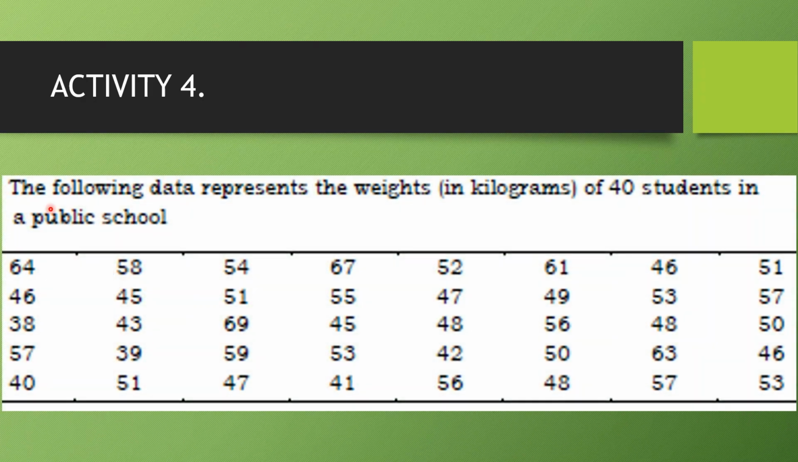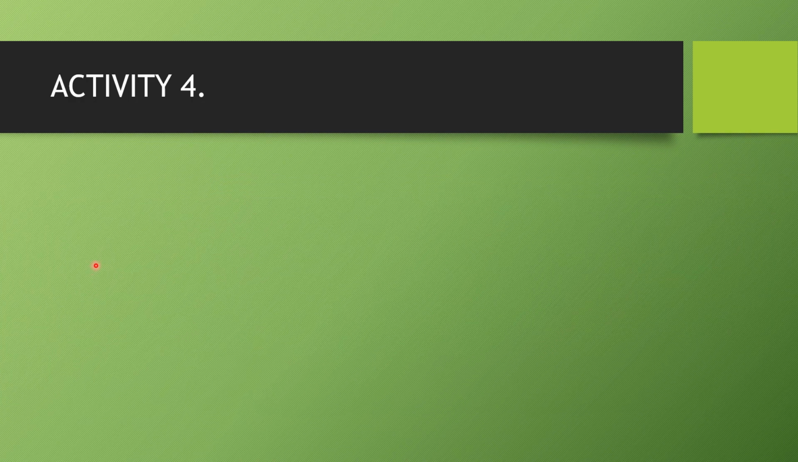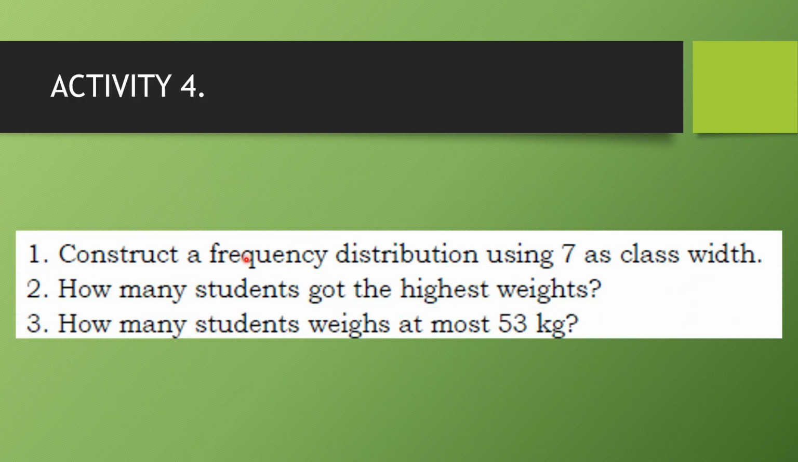And for activity 4, the following data represents the weights in kilograms of 40 students in a public school. So you are going to construct a frequency distribution using 7 as class width and answer the questions: how many students got the highest weights and how many students weigh at most 53 kilograms.